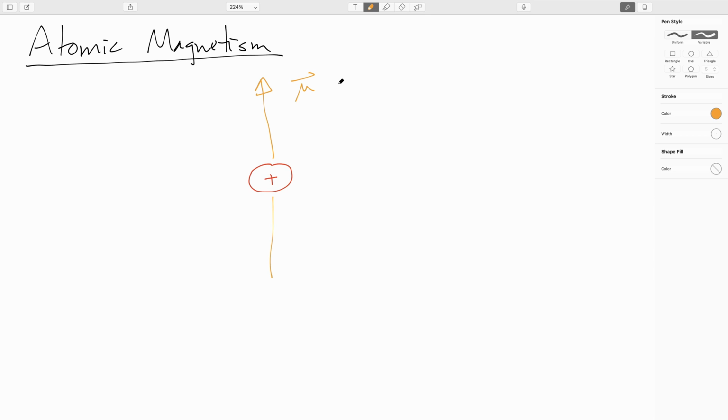Now it turns out that there are three major contributions to the magnetic moment in an atom. Actually, two big ones and one small one. One of the two big ones is the motion of the electrons orbiting the nucleus, in particular the valence electrons. So let's go ahead and draw ourselves an electron right here. And we will imagine that this electron is moving around the atom like so.